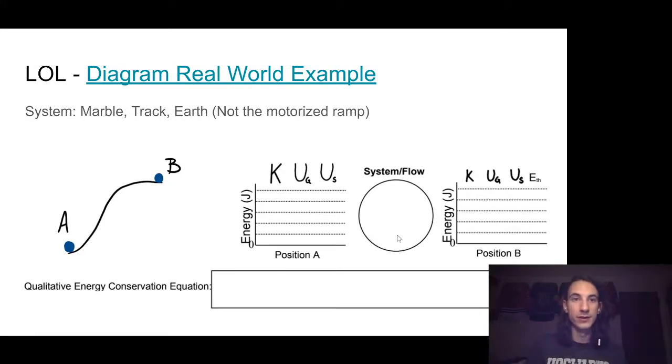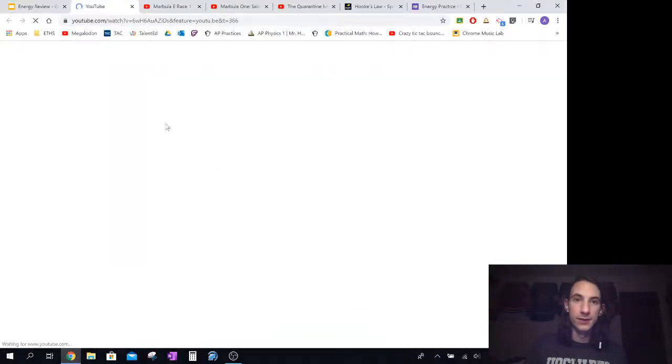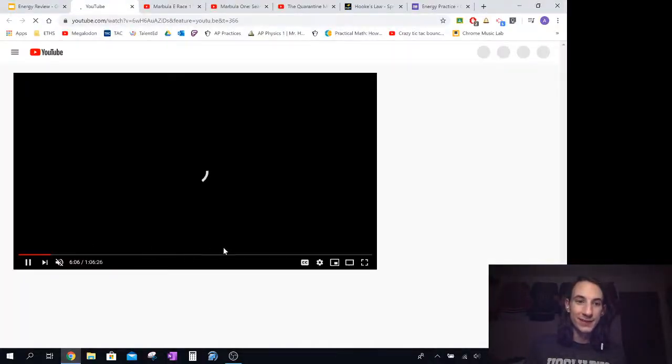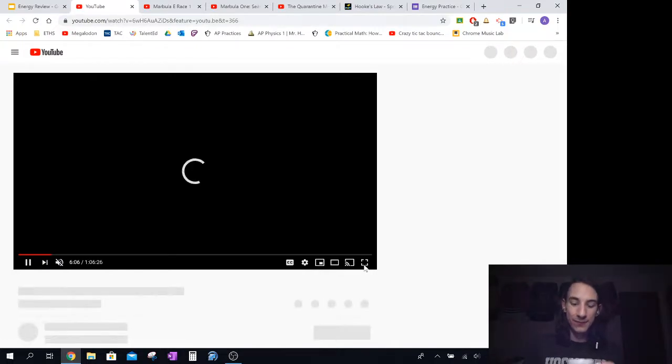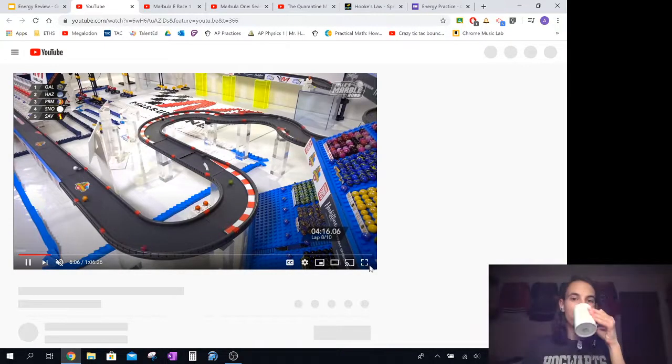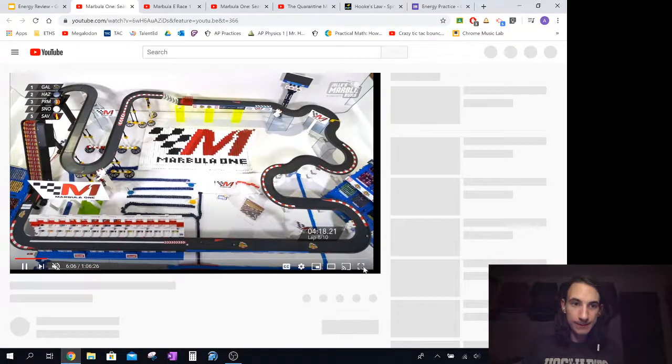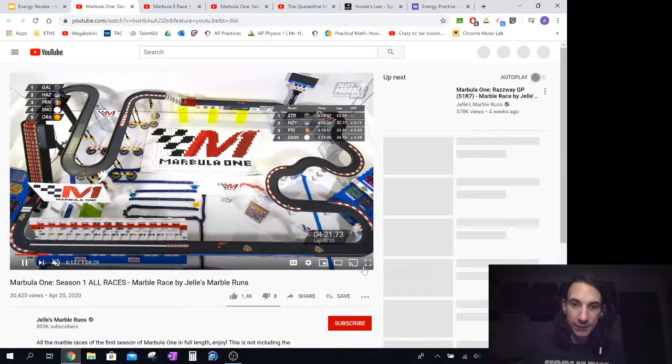So here's an example. Let's try this one out. The system is going to be, or I'll show you the video, but the system is the marble, the track, and the earth, and not the motorized ramp. So this is kind of more normal for these videos, what they more so look like. We got a nice little ramp going. I think they're doing 10 laps.